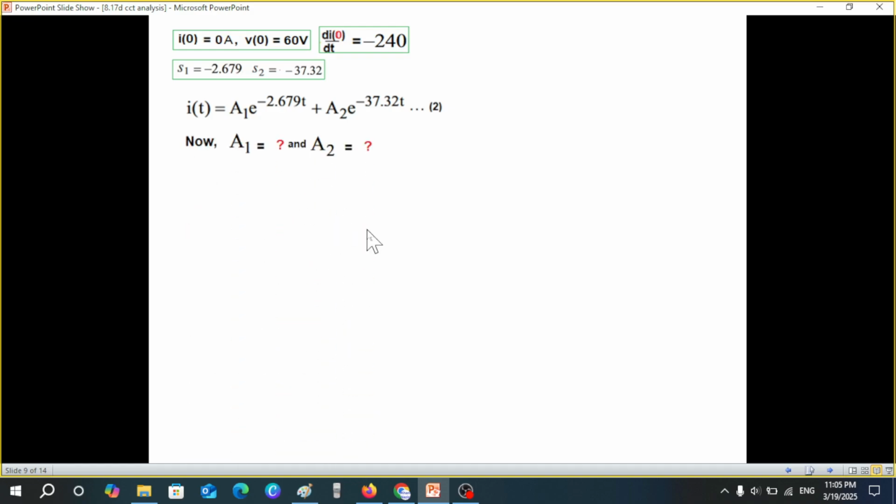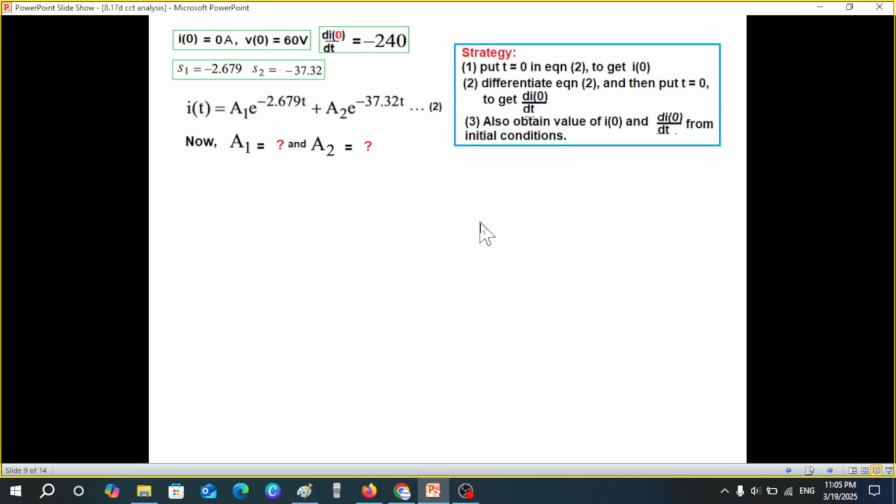So to find A1 and A2, the strategy we follow is put t is equal to 0 in equation 2. So let's put t is equal to 0 here. This will be I0, and this will multiply by 0, so we get I0 = A1 + A2. And this is our, let's call it, equation number 3.